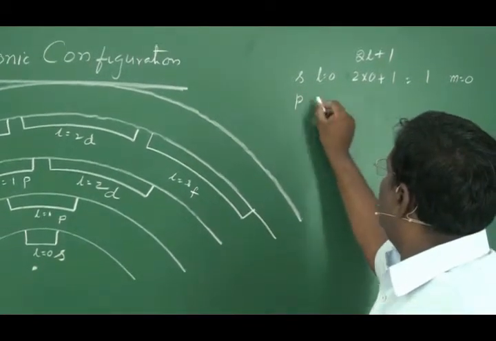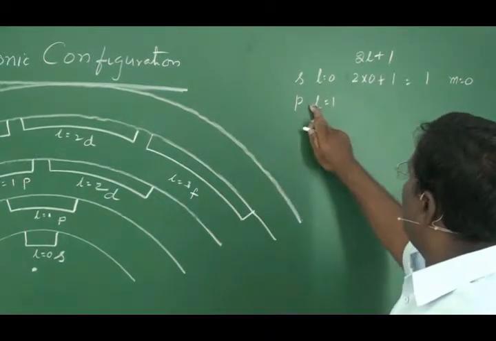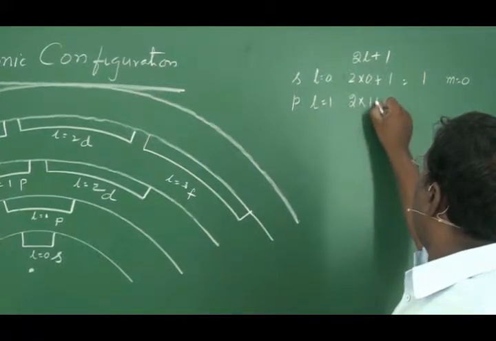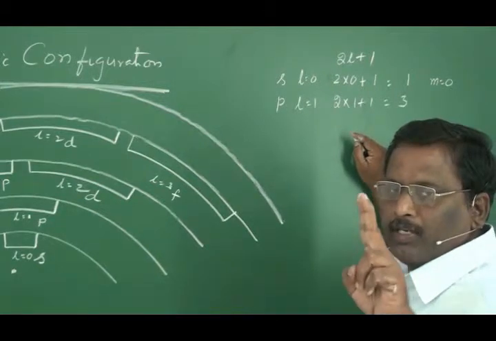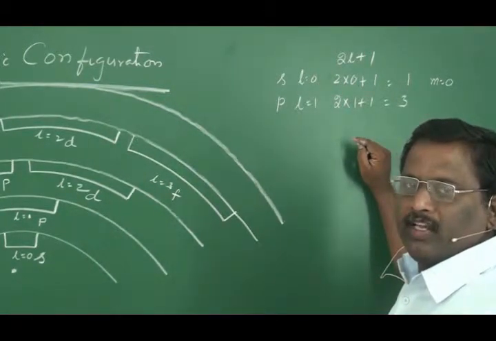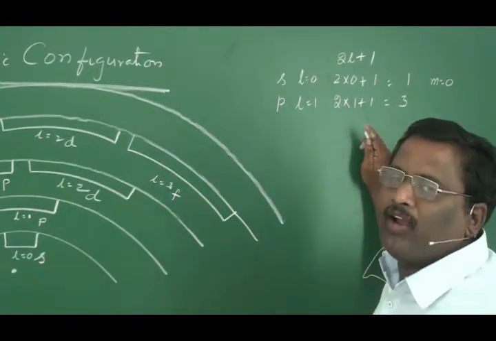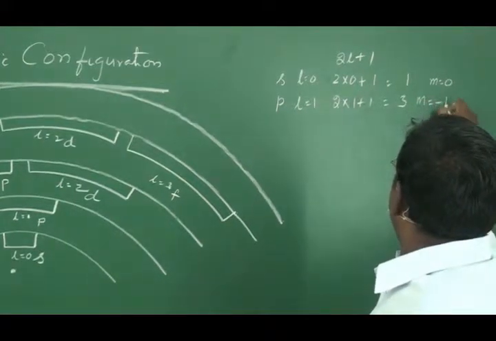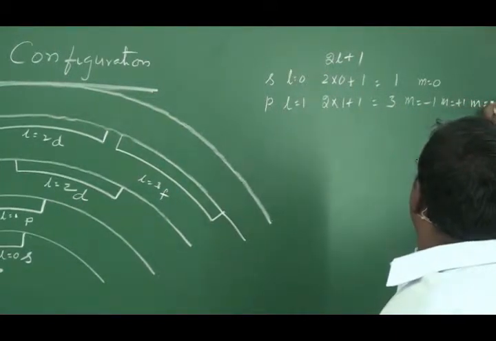Similarly, for P sub-energy level, L is equal to 1. So the number of orbitals that are present in P sub-energy level are equal to 2 into 1 plus 1, that is equal to 3. So there are 3 orbitals in P sub-energy level, and these 3 orbitals will have 3 different M values. They are M is equal to minus 1, M is equal to plus 1, M is equal to 0.